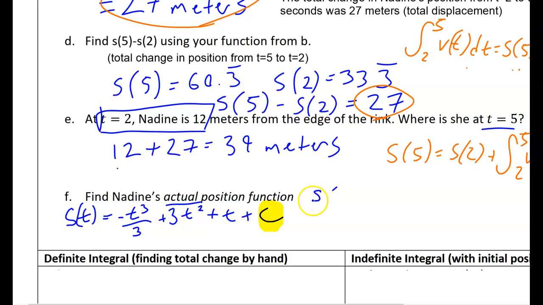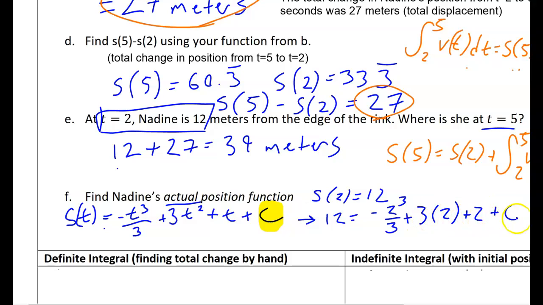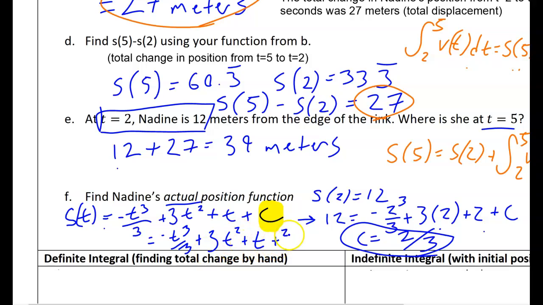So I'm given that s of 2 is 12. Well, that means when I plug in 2 to this, I should get 12, right? So I can just make myself an equation. And I am not going to solve this for you because this is an equation that you know how to solve. But that number that it spits out is c equals 2/3. So that gives me my s of t, right? So I get negative t to the third over 3 plus 3t squared plus t plus 2/3.